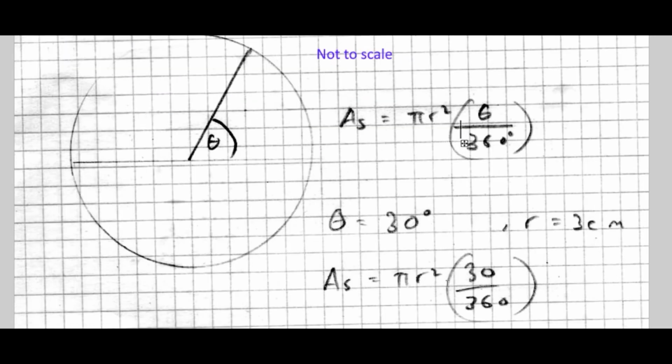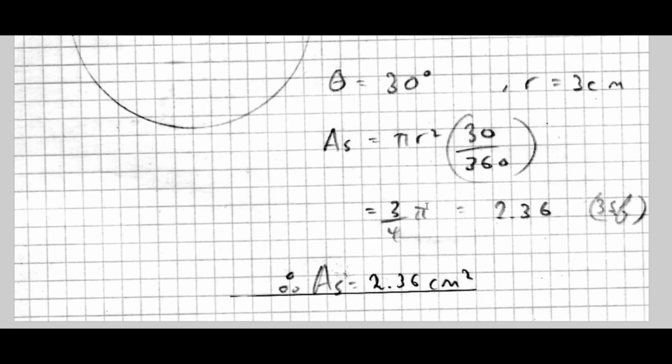Therefore, I would do pi r squared multiplied by 30 over 360. Let's say that this length is 3 centimeters, again, not to scale. Let's say it's 3 centimeters. And so I do pi times 3 squared times 30 over 360, or 3 over 36. You'd end up with something like 2.36 to 3 significant figures, or three quarters pi.